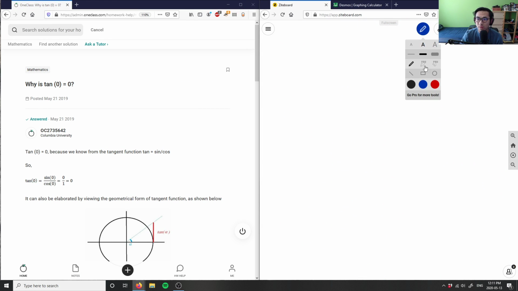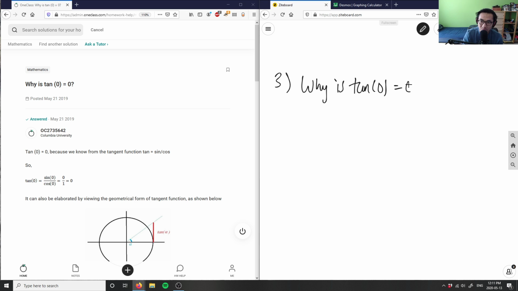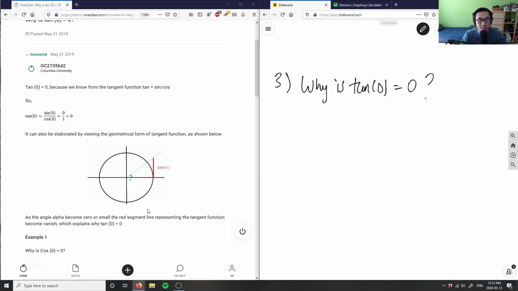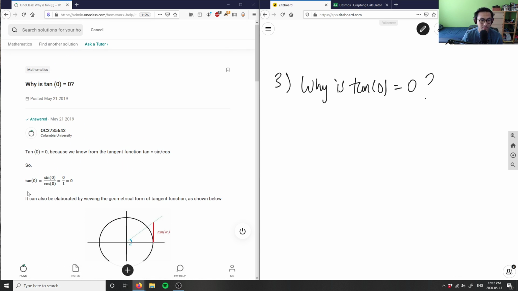Okay, number 3. Asking us why is tangent 0 equal to 0? So why is tangent 0 equal to 0? There are actually a lot of ways to solve this problem, and the solution that's given to us here is a great way to solve this. They're basically using a unit circle for us to figure out what the value is.